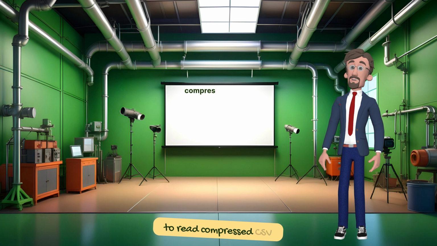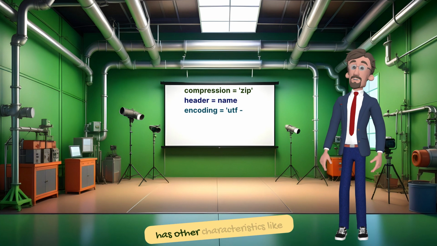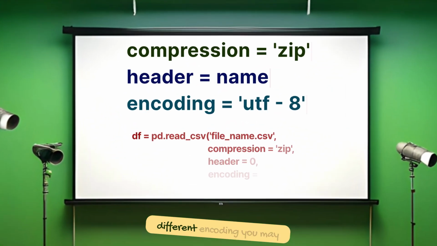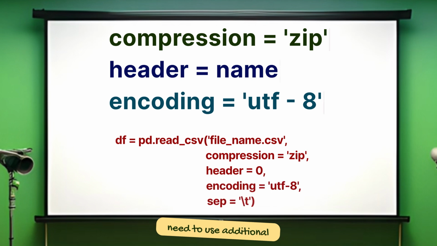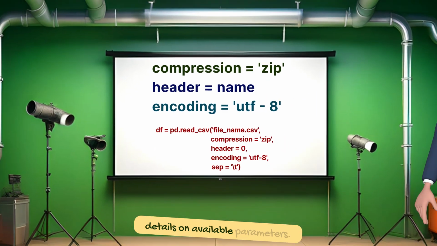To read a compressed CSV file into a Pandas data frame, you can use the compression parameter in the code line. Additionally, if your file has other characteristics like a header row or different encoding, you may need to use additional parameters such as header and encoding to properly import the data. Always refer to the Pandas documentation for more details on available parameters.